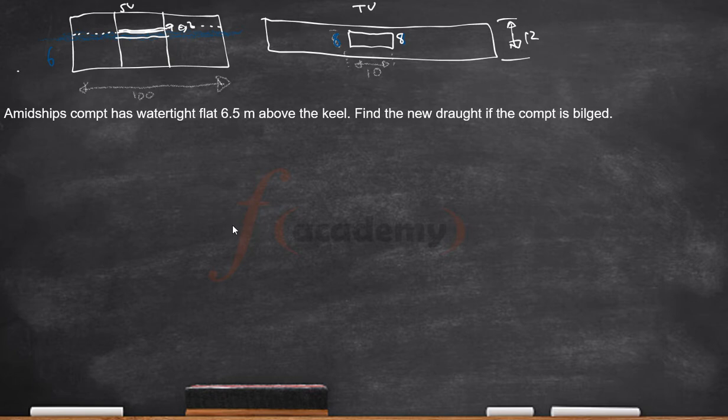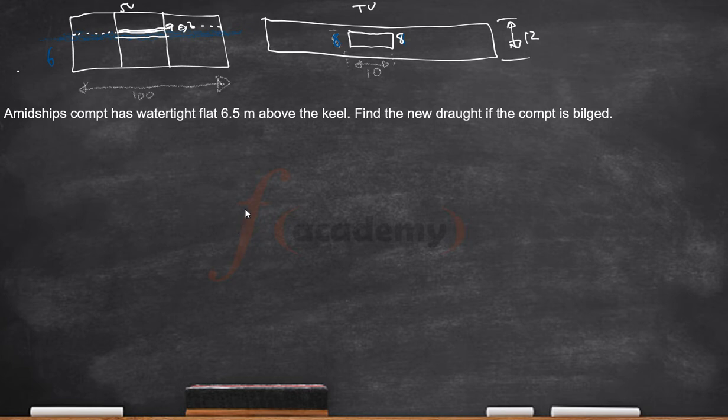Let's tackle the problem on screen as usual. Okay, I just mentioned all the dimensions of my ship. Now let's look at the problem. An amidships compartment has a watertight flat of 6.5 meters above the keel. Find the new draft if the compartment is bilged.